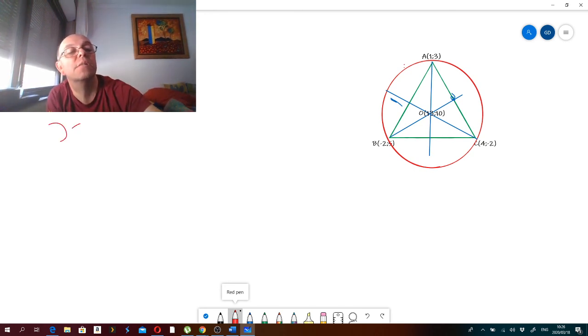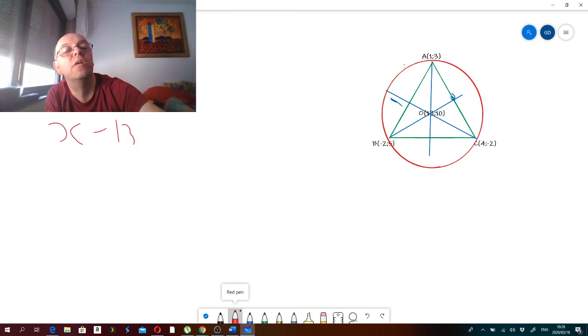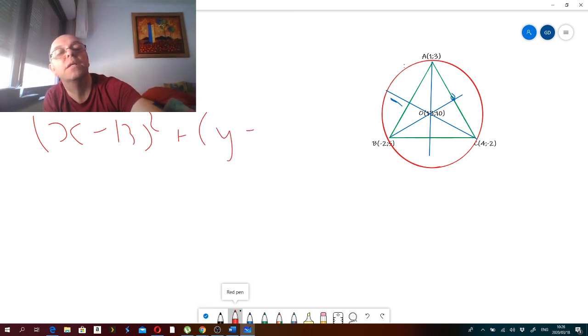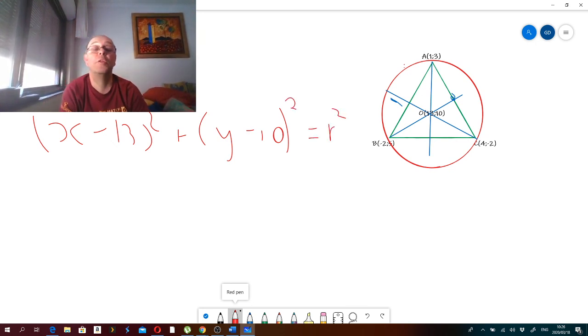Well, that must be x minus 13 all squared plus y minus 10 all squared must equal r squared. Okay, now we don't know what r is in this case, but we do know that the formula must look like that. So we've got to go and work out what r is. Well, the thing is, we'll need points on the circle. Okay, so we can substitute any of either a, b, or c because all of those points are also on the circle. So let's use a, which is 1 and 3.